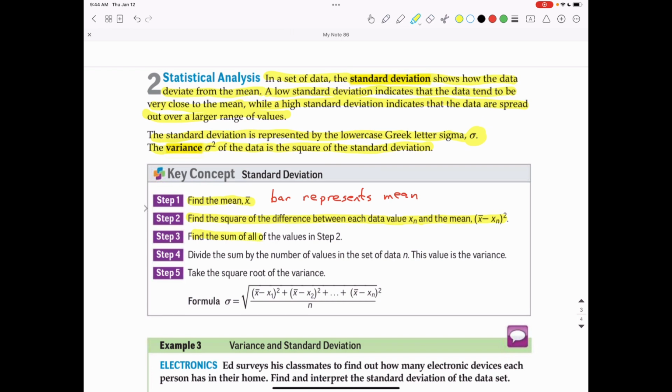Step 3, find the sum of all the values in step 2. Step 4, divide the sum by the number of values in the data set. This is the variance. And then step 5, take the square root of the variance. And then it gives you the formula that we're going to break down.